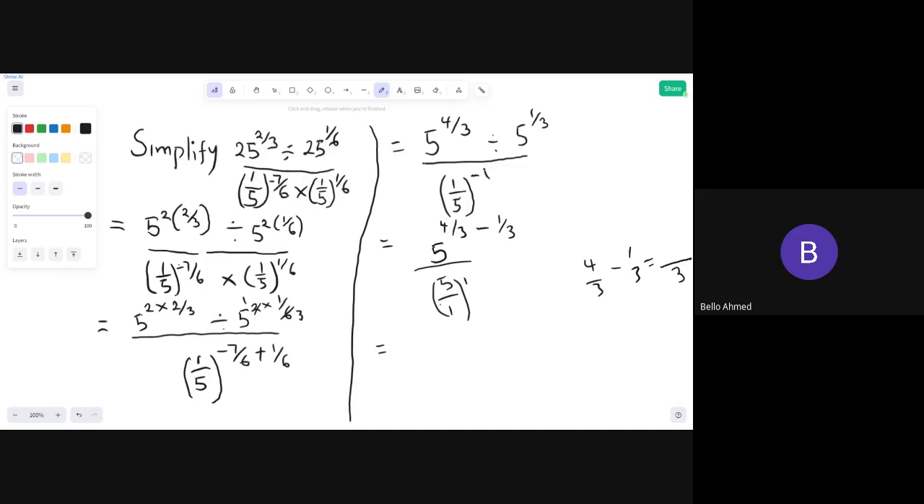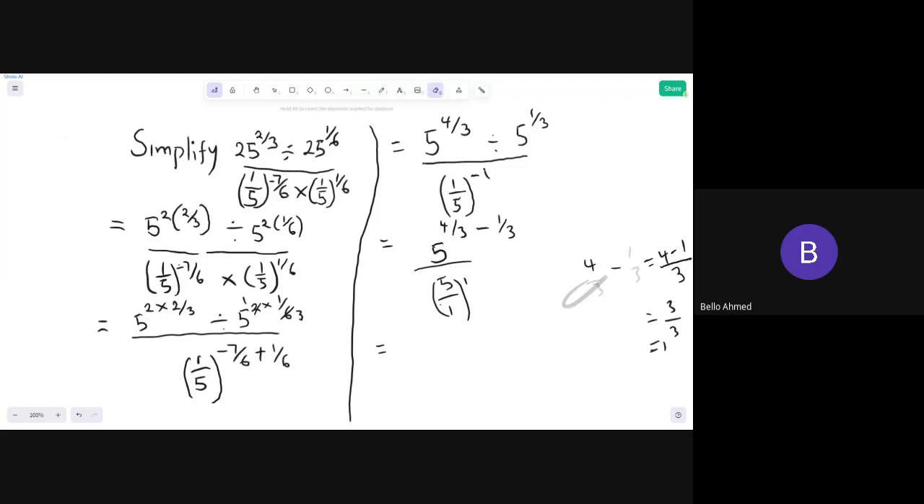How many 3 am I going to see in 3? 1. 1 times 4, 4. Then your sign is minus. How many 3 am I going to see in 3? 1. 1 times 1, 1. So I'm going to have what at the end of the day? That's going to be 4 minus 1, which is going to give us 3 over 3. And 3 over 3 is going to give me 1. So meaning that the power here, the numerator, is going to be 1 at the end of the day.